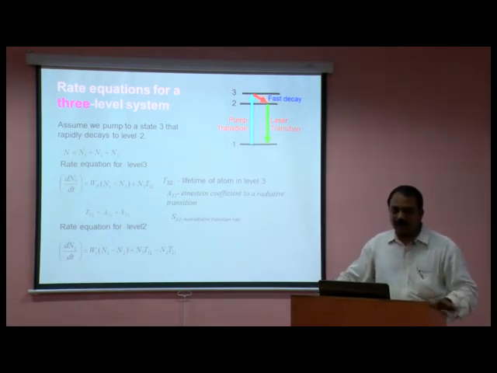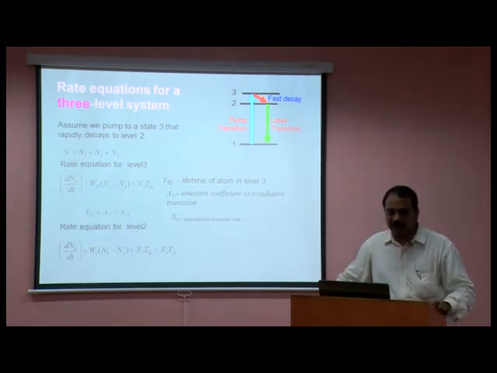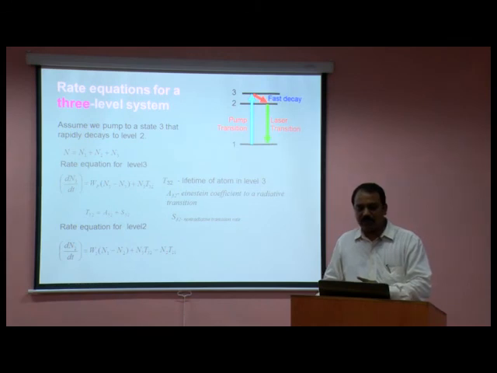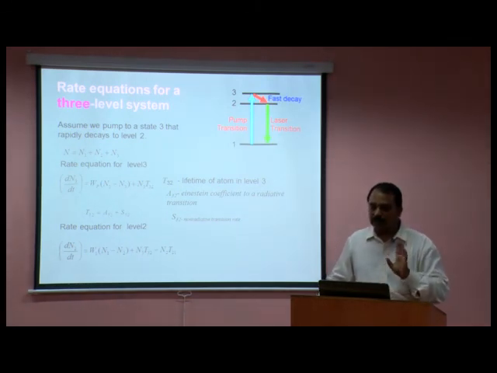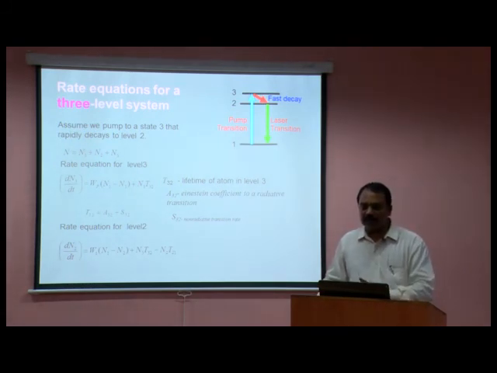So, when we come to the rate of change of atoms in the third level, dN3 by dt, the third level could be populated by means of pumping energy given to the system and the number of atoms present. So, this is positive. So, the first parameter WPN1 will accumulate atoms in the third level.